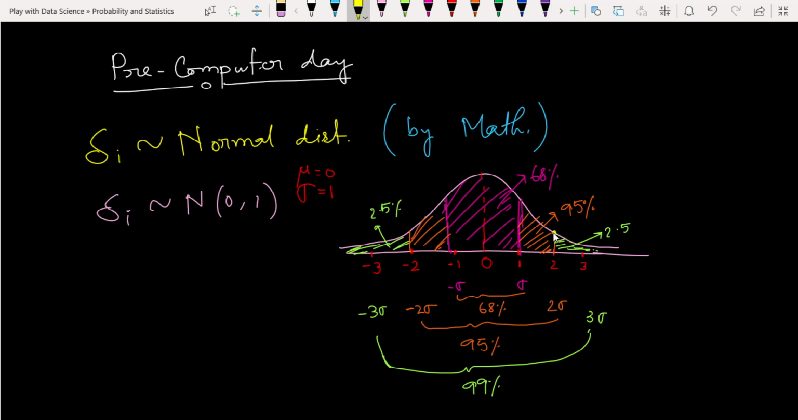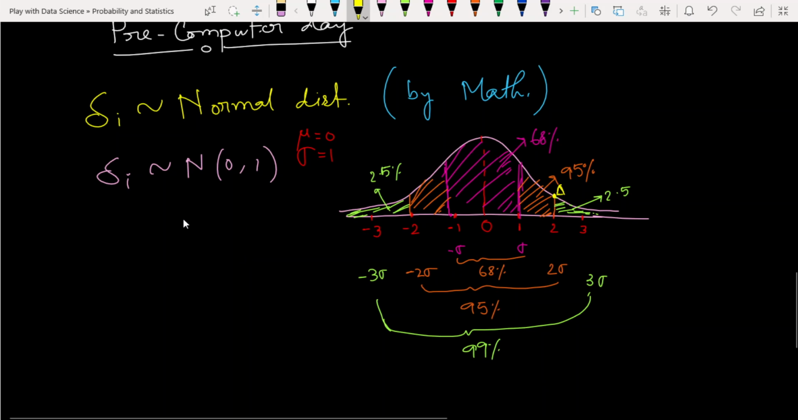Suppose we take delta as 2, somewhere here. Then we can decide that if delta is 2, how many points are greater than this?